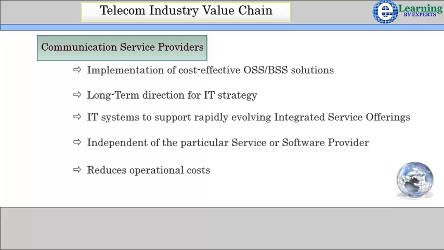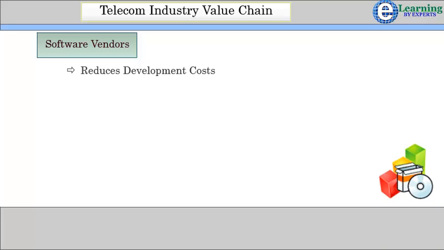It reduces operational costs through tighter coupling of business processes and more automation. Business process framework presents a number of benefits to the software vendors, such as it reduces development costs by using a standard framework specification. It simplifies interoperability with other components based on a standard set of interfaces and use cases.